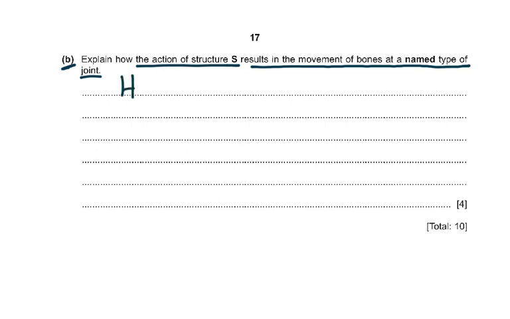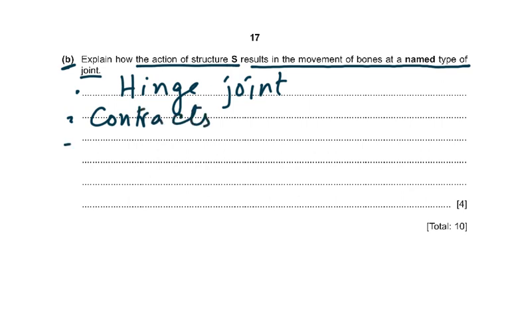So basically biceps acts on the hinge joint, because it's saying name the type of joint. So hinge joint, and what is going to happen is this muscle is going to contract. I've always told you many times, muscles can only contract and relax. So it contracts and it pulls the radius and the ulna, because it said movement of bones.